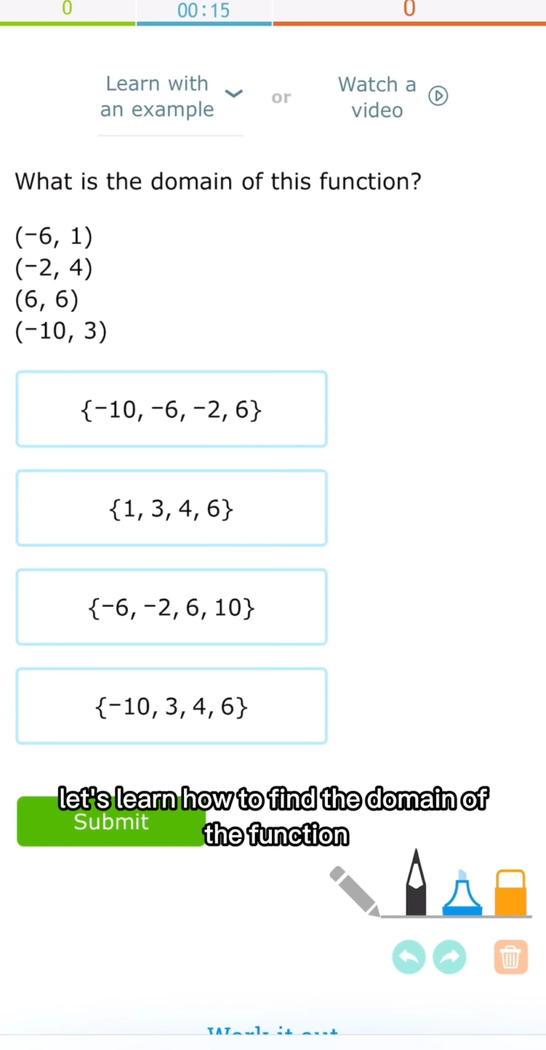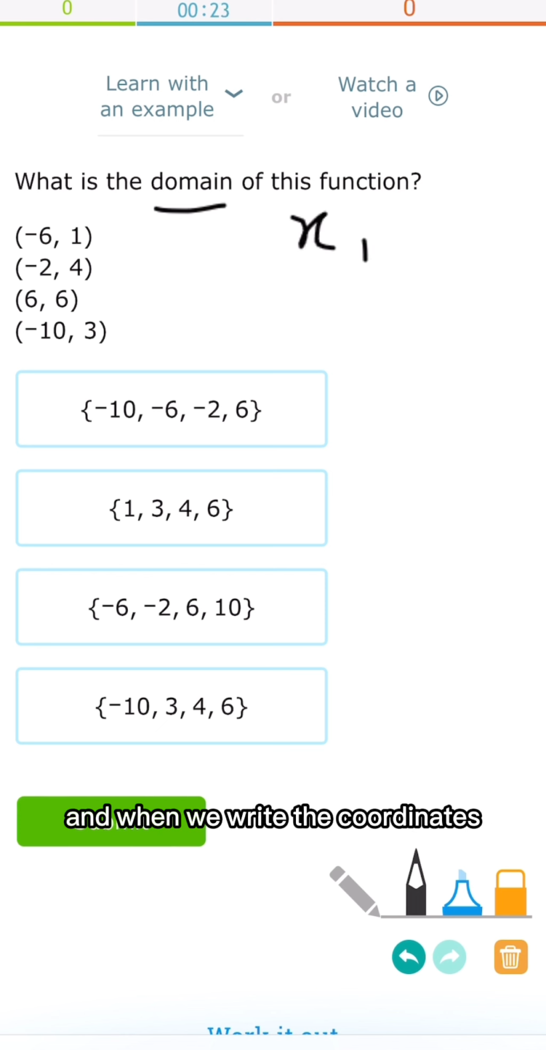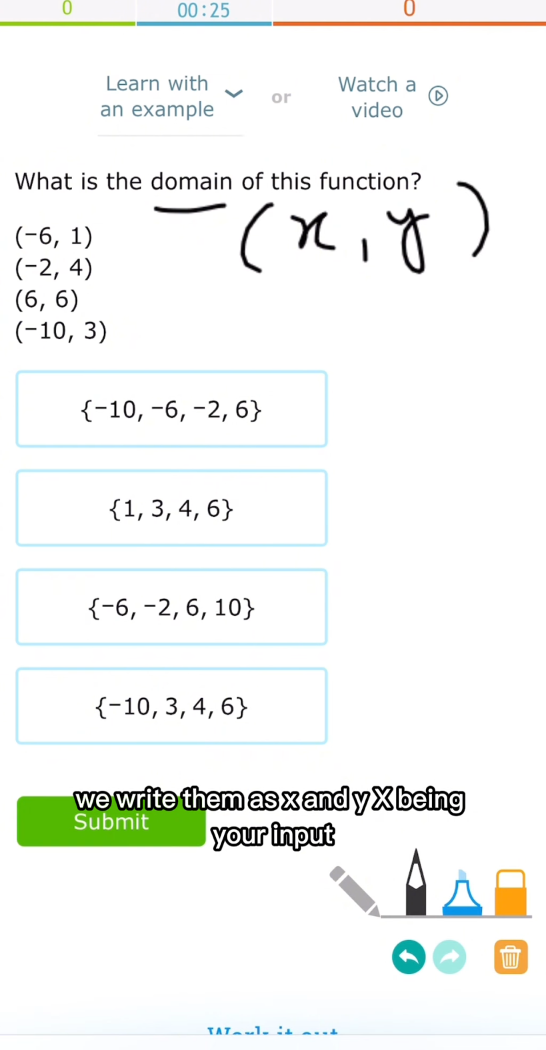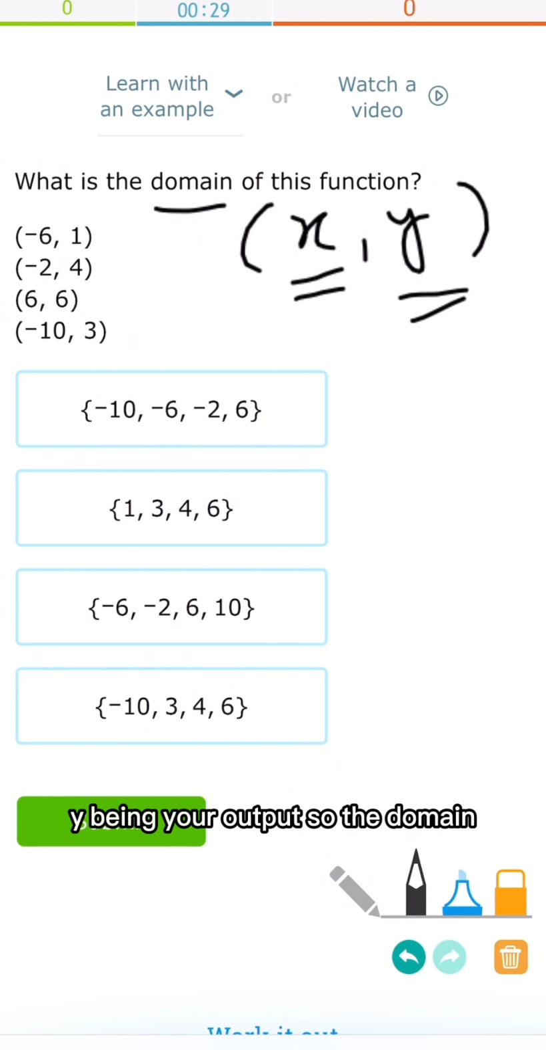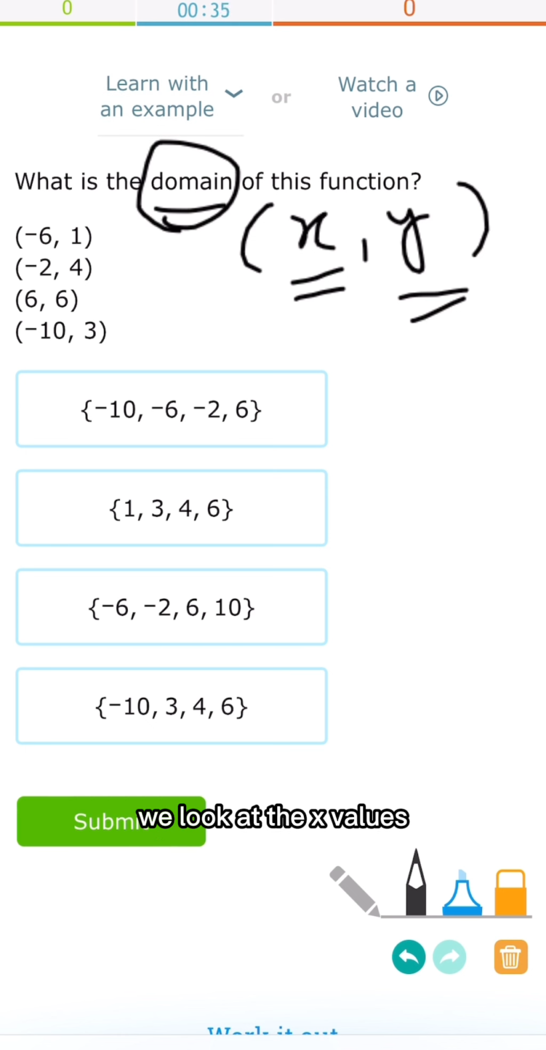All right, let's learn how to find the domain of the function. The domain refers to the input values, and when we write the coordinates, we write them as x and y, x being your input, y being your output. So when we have to find the domain from the coordinates, we look at the x values.